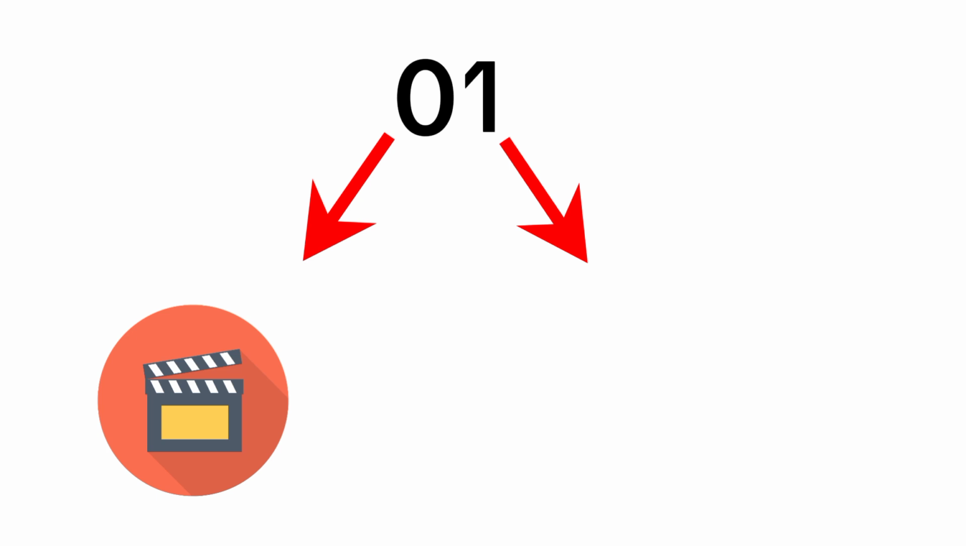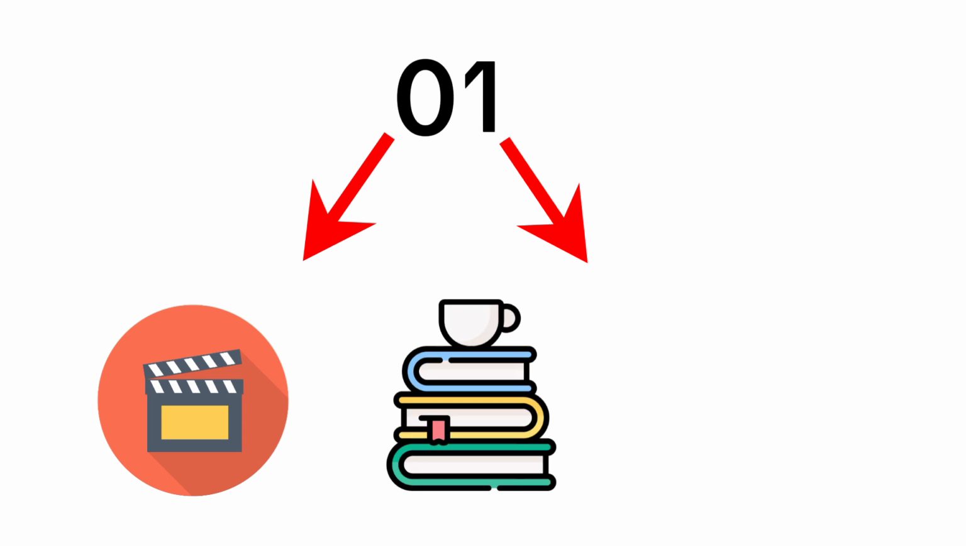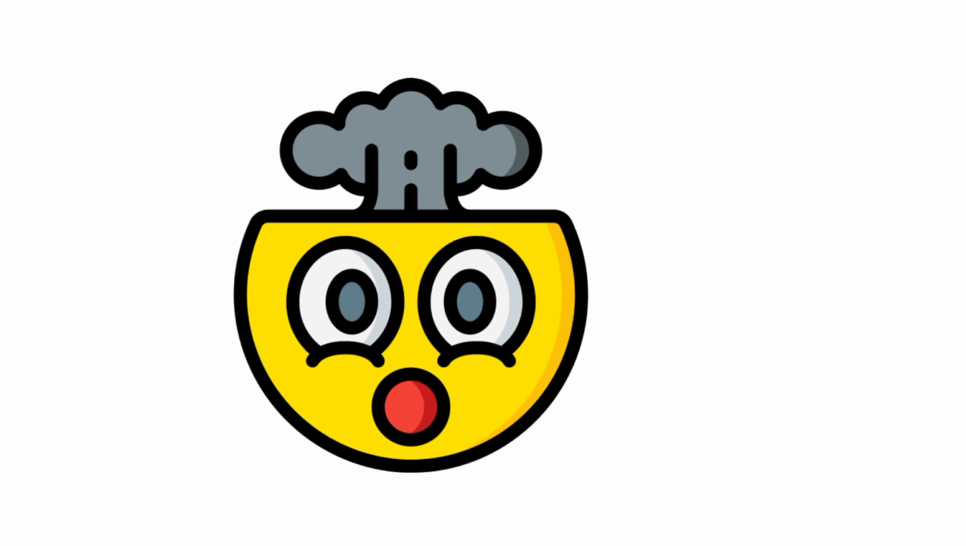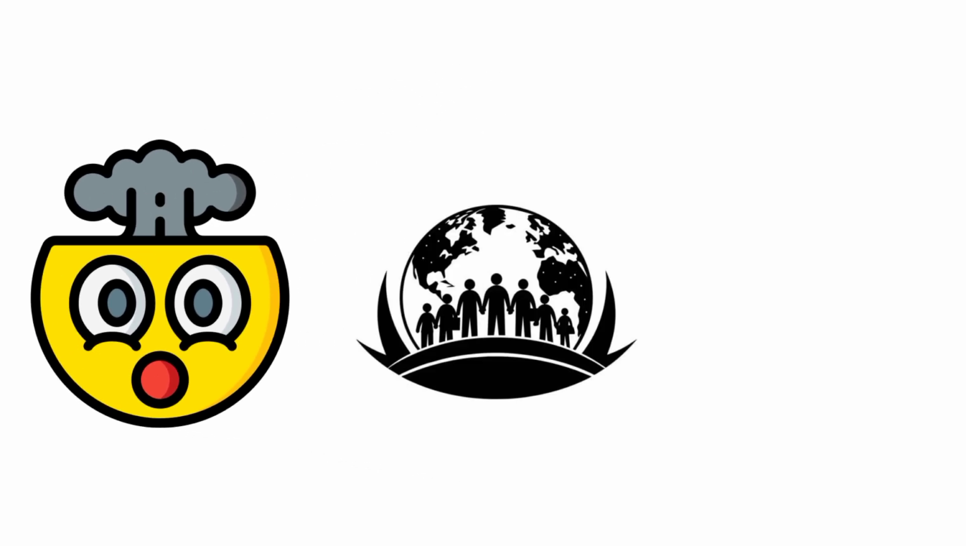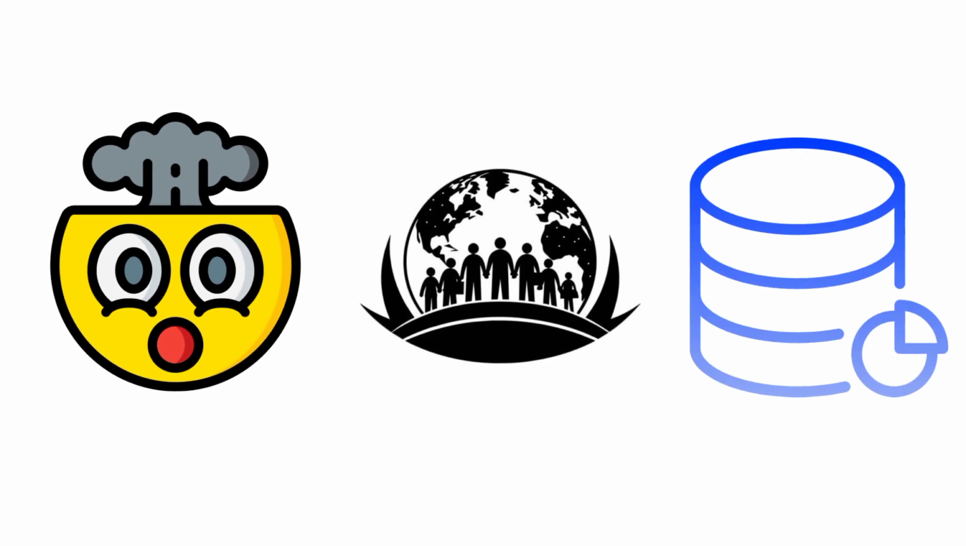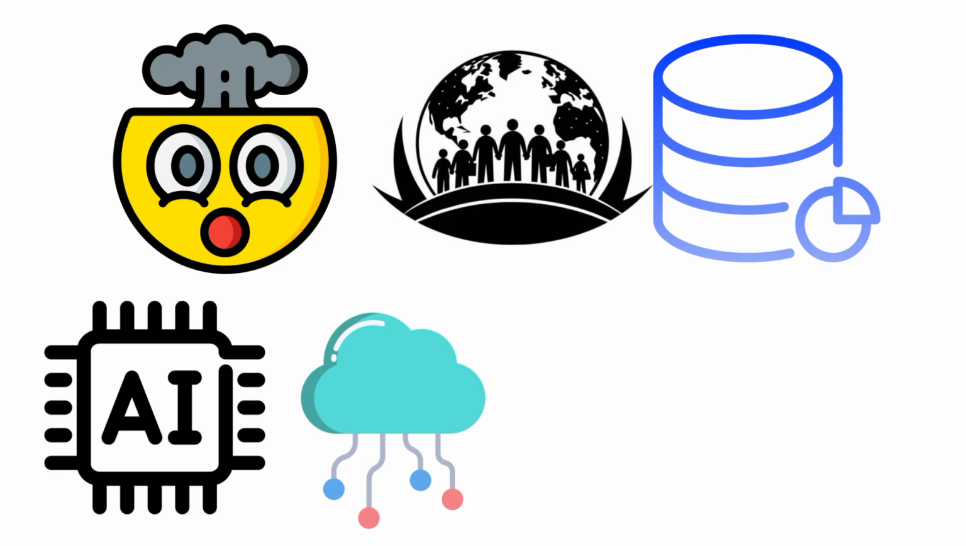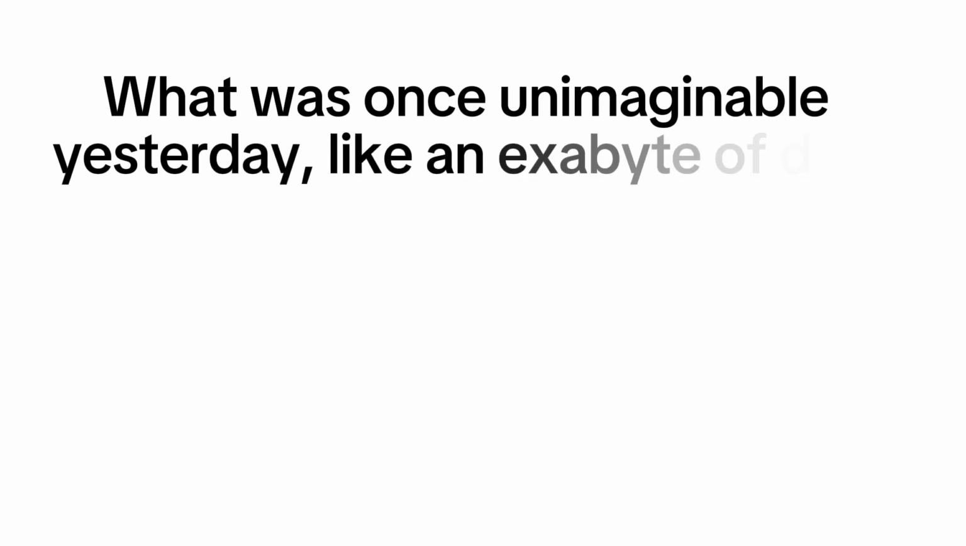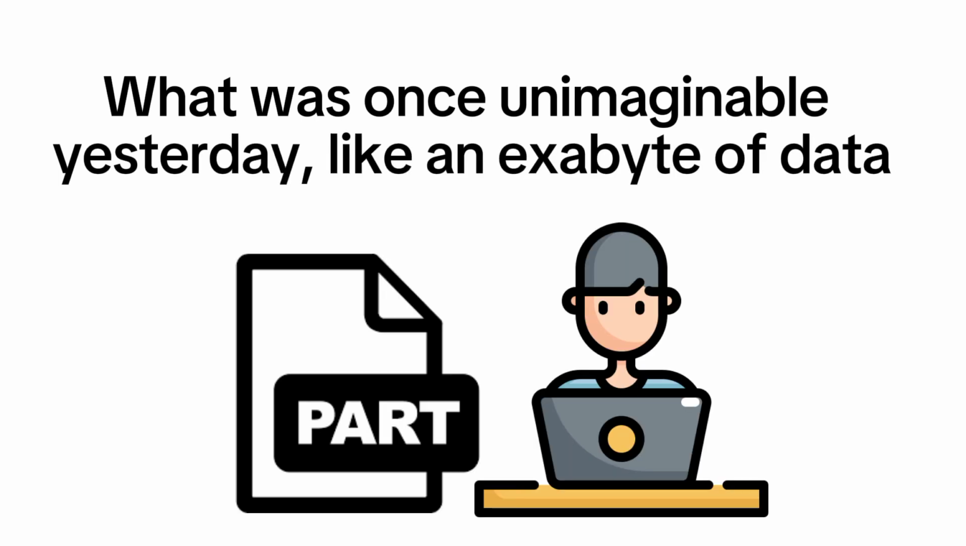What starts as a simple 0 or 1 can eventually scale up to store billions of movies, trillions of books, and all of humanity's digital memory. And here's the mind-blowing part. Humanity is moving through these units faster than ever. With AI, cloud computing, and 5G technology, data generation is skyrocketing. What was once unimaginable yesterday, like an exabyte of data, is now just part of our everyday digital life.